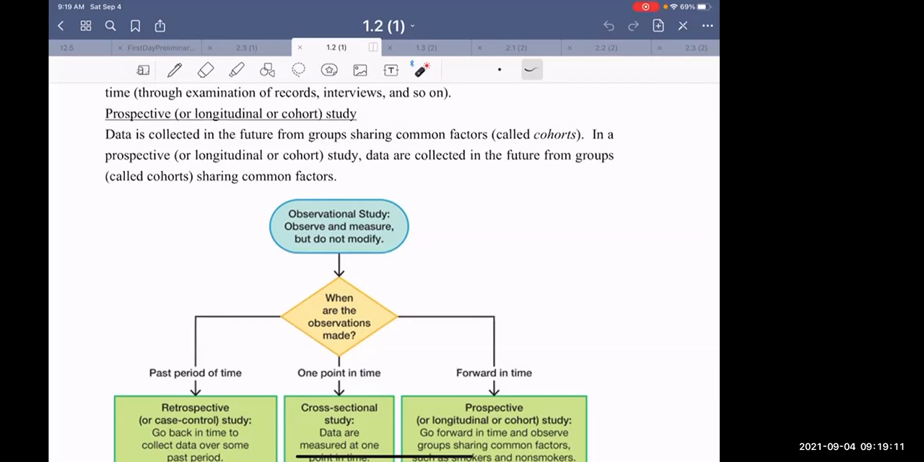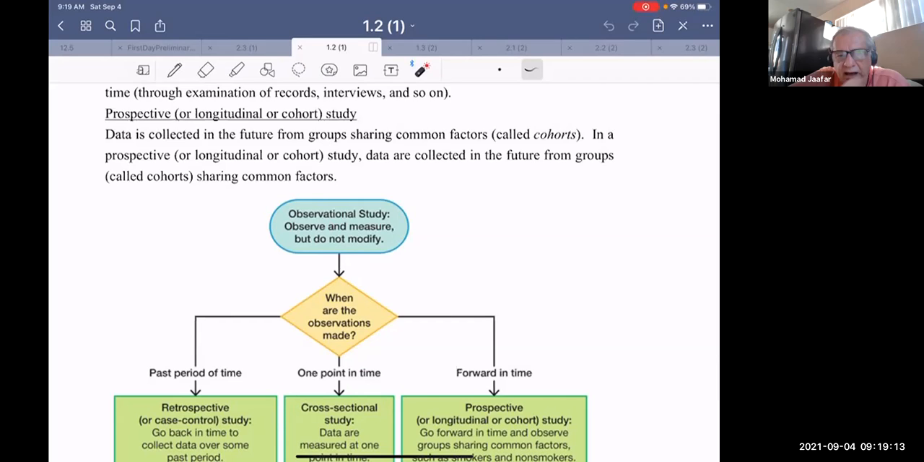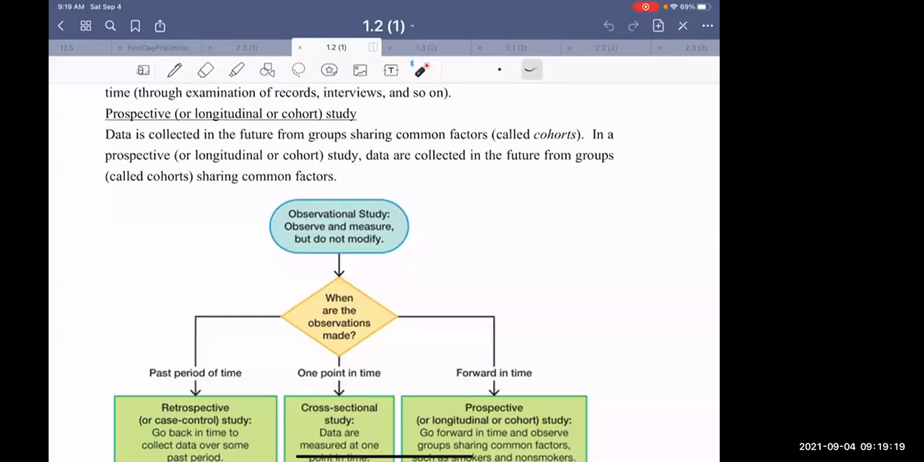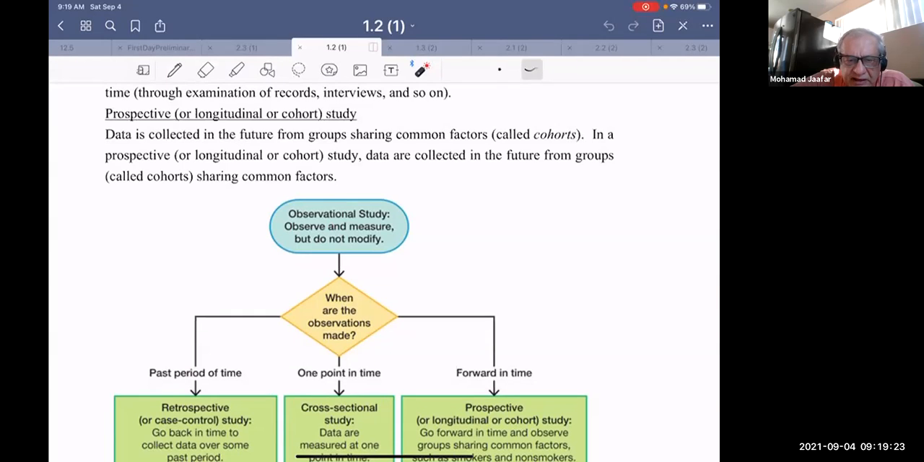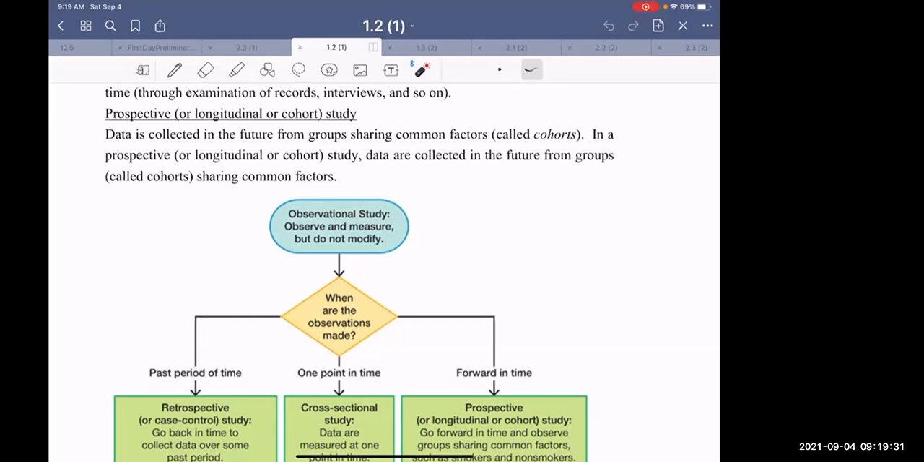What are the different types? Yes, question. Yeah, in the prospective studies, there is still a control group also. Say again. In a prospective study compared to a retrospective study, there are still control groups, not only case groups, right? Well, that is one type of retrospective or prospective study.